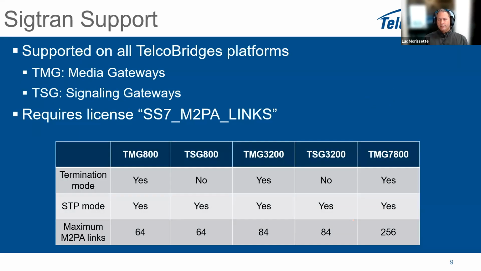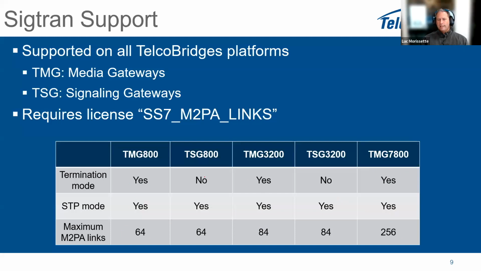If we look more specifically at what is supported on the TelcoBridges devices, we have TMGs, or media gateways, and we have the TSG modules, which are the signaling gateways. These are the same size of unit, but they have different capabilities. If you use the TMG ones, you always have the termination mode and the STP mode supported. Up to the TMG 7800, these are smaller systems, and these are bigger systems. They support 64 M2PA links for the TMG 800, the 3200 is 84 links, and the 7800 is up to 256. These are larger systems, of course.